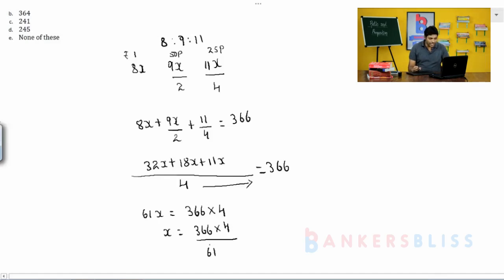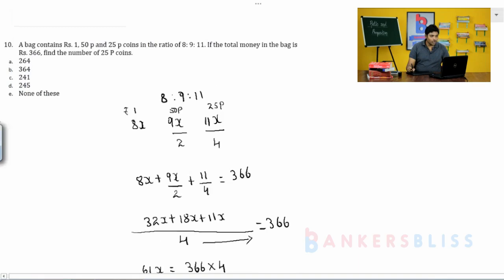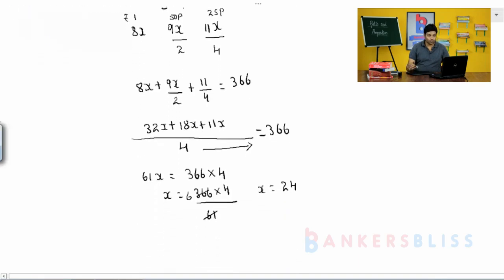So, 61 how many times? 6 sixes are 36. So, 6 times. So, x is equal to 6 into 4, 24. But what do you have to calculate? You have to calculate the total number of 25 paisa coins.